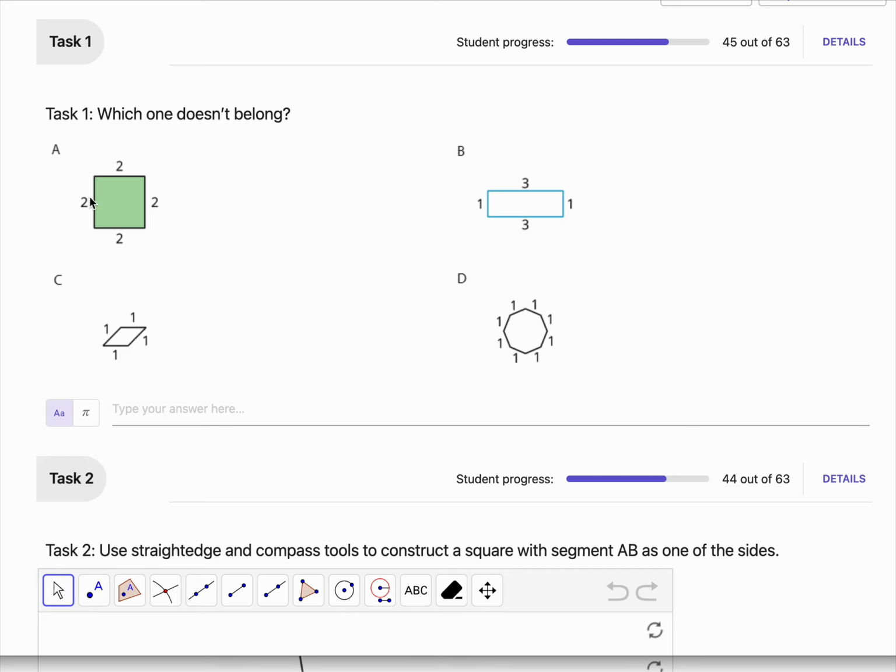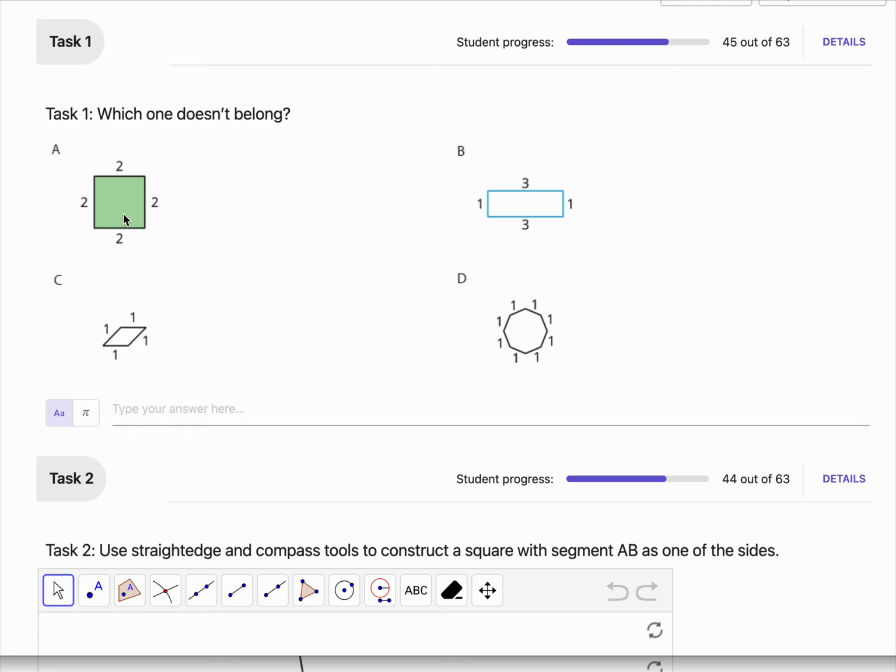Well, this one has 4 sides. This one has 4 sides. And this one also has 4 sides. So that must mean that this is the one that is not the right one. So we could look at that and say that this one is the one that doesn't belong.